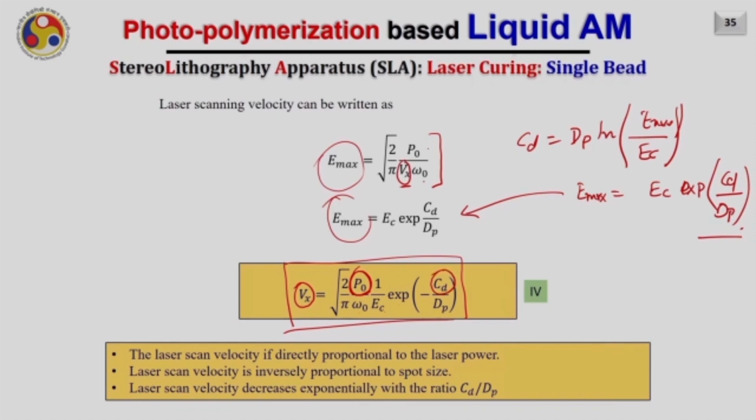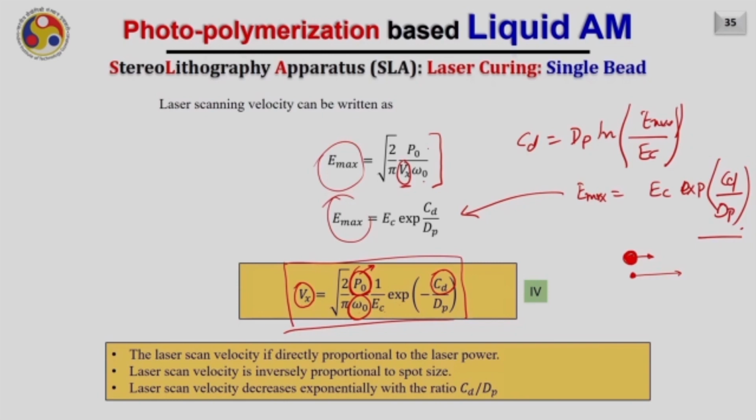Also, the laser scan velocity is inversely proportional to omega naught. Why so? Because if the diameter of the laser is less and the power is the same, please remember, power is the same and I am reducing the diameter of the laser beam, hence more energy is packed inside this region. That means I can move with a faster velocity. If I have a larger diameter of the laser beam with the same power, then I will go with lesser speed.